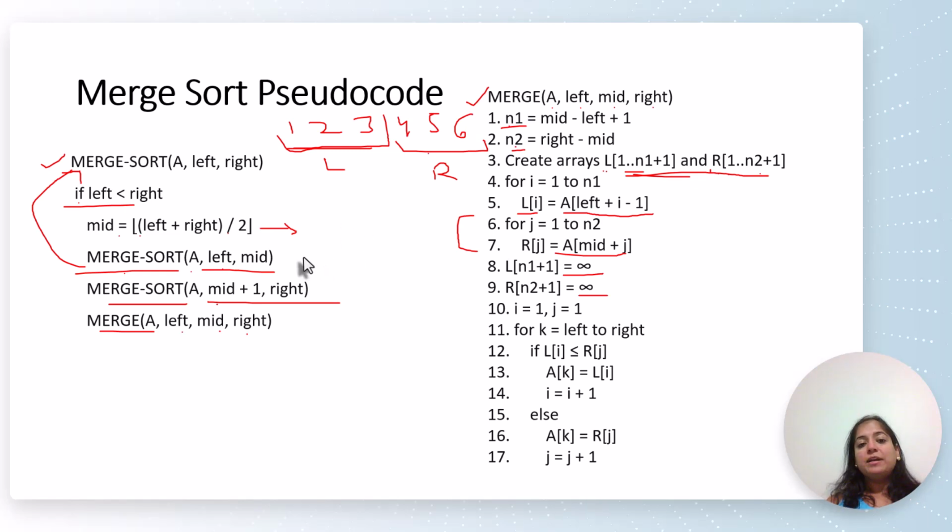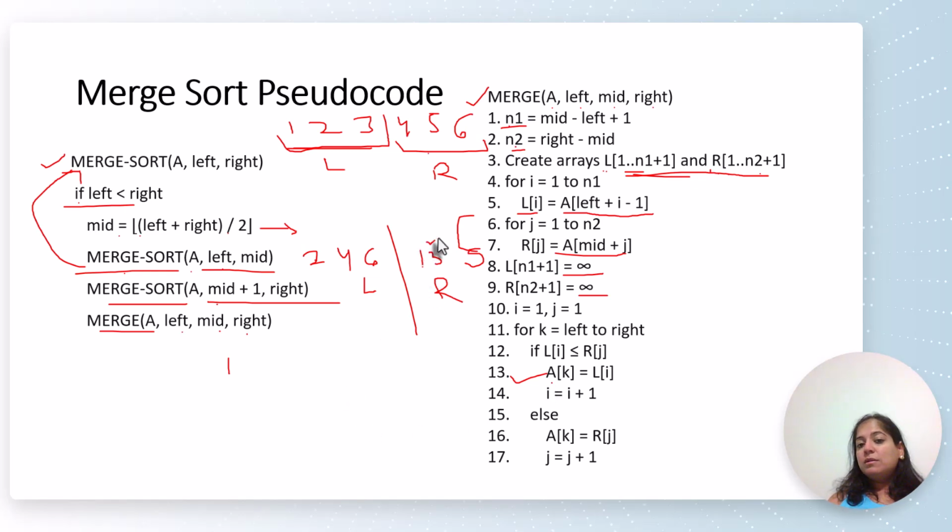Suppose we have two sorted arrays: 2, 4, 6 and 1, 3, 5. This is left, this is right. Make sure both of these arrays are individually sorted, because we are merging them. Now we compare the first element of both arrays, 2 and 1. Now 1 is less than 2, so 1 will be copied into the array A.